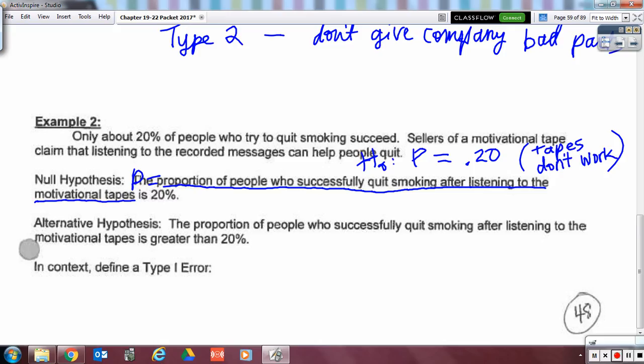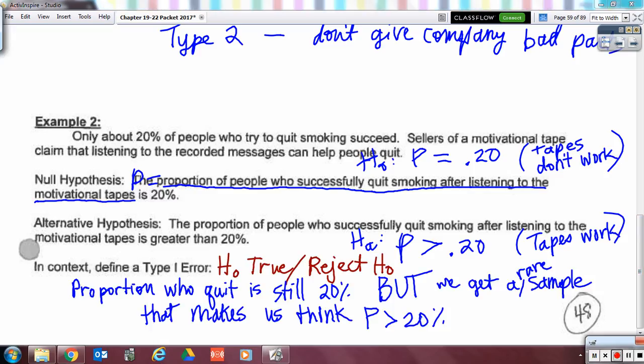All right, the alternative says that it is now, what do you think? In order for the tapes to work, what would the proportion of people that quit smoking that listen to the tape be? Greater than, okay? All right, so this one, the tapes do work. Yay. All right, so I want you to take a few moments and do this problem down here, type 1 error, and then go up to the top of the next page and do those. So I'll give you a few minutes for that.